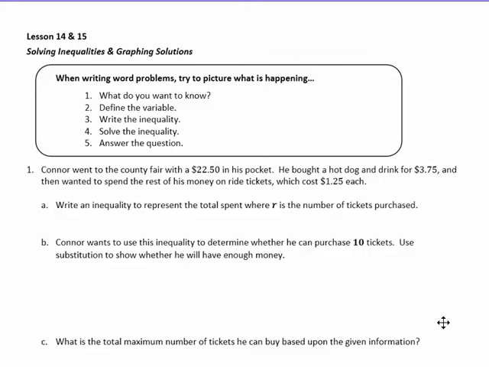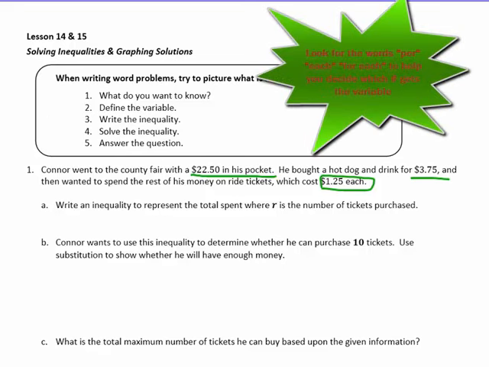So it says, Connor went to the country fair with $22.50 in his pocket. He bought a hot dog and drink for $3.75 and then wanted to spend the rest on ride tickets, which cost $1.25 each. And that "each" is a key part, because that's where you're usually going to put your variable. So write an inequality to represent the total spent, where R is the number of tickets. So they're telling us they want us to use R.